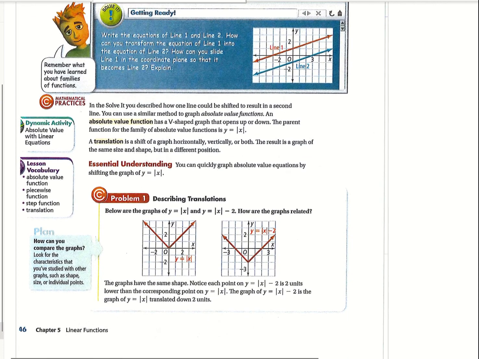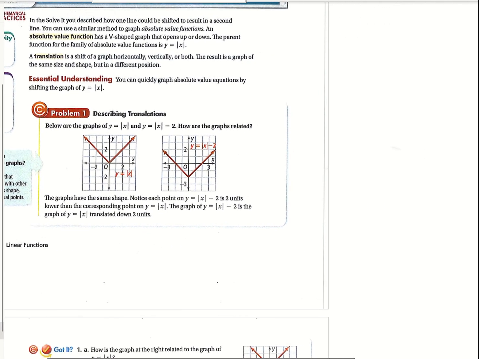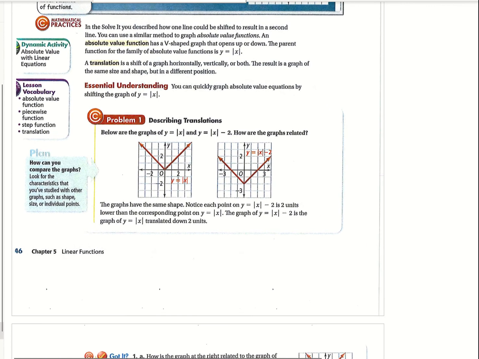All right. So the main thing for absolute value functions that you're gonna notice is that they have a V-shaped graph, as you can see down here in problem 1. And then we'll look at that here in a minute.